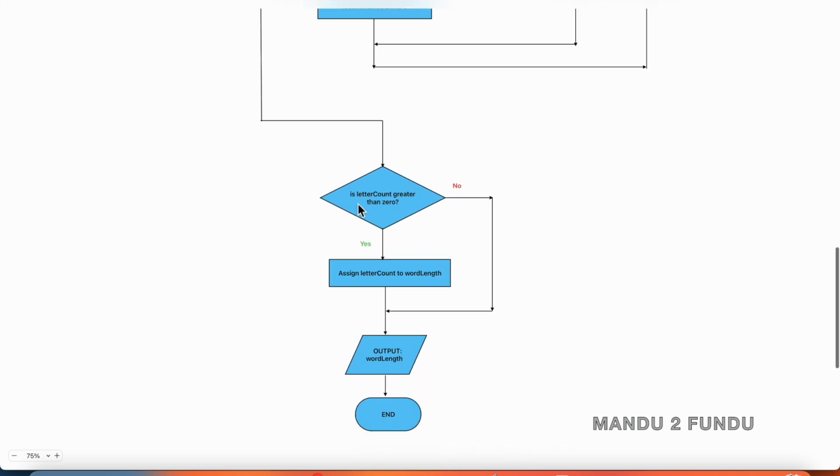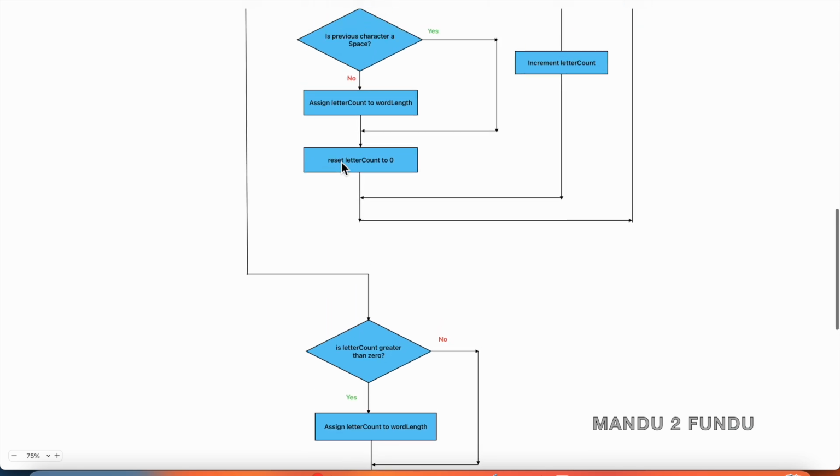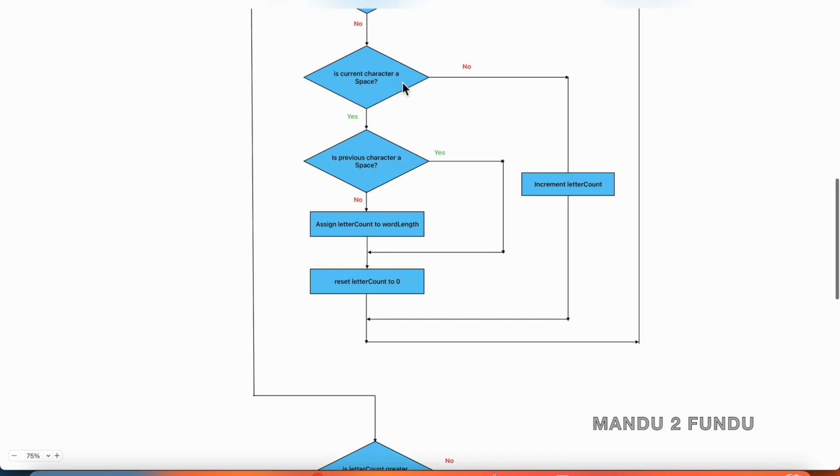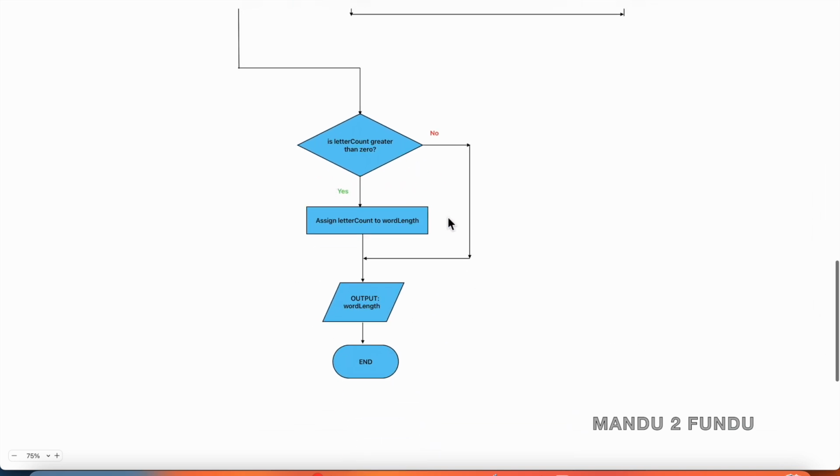Then we check whether the letter count is greater than 0. If so, assign that to the word length. This is an edge case. For example, if the string ends with a word, then at the end we do not have a chance to hit the space condition, because that condition assigns the letter count to the word length only if there is a space. If the end of the string does not have any space but ends with a word, we have to capture that. That's what this check is doing. Finally, we return the word length.